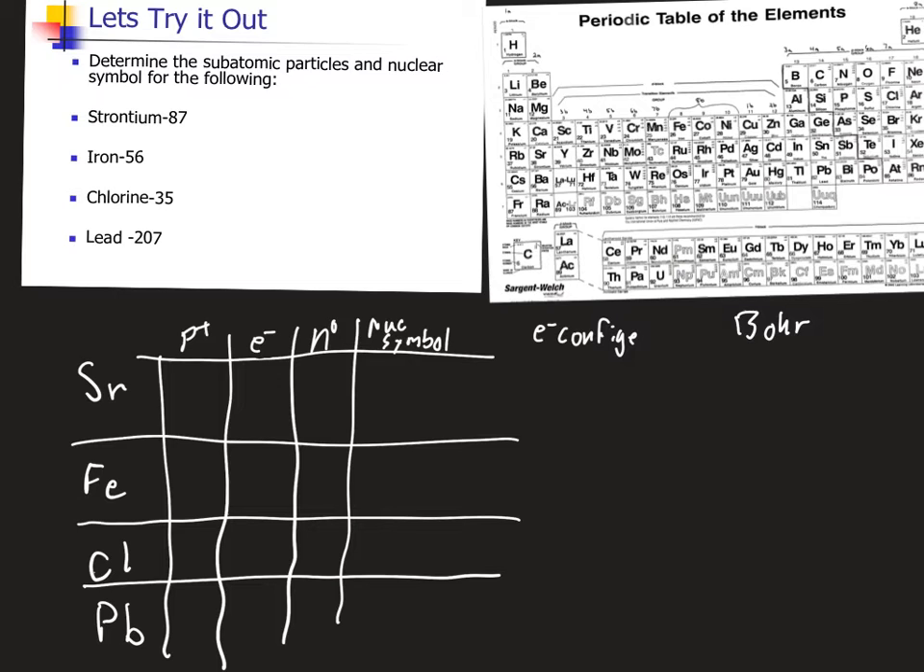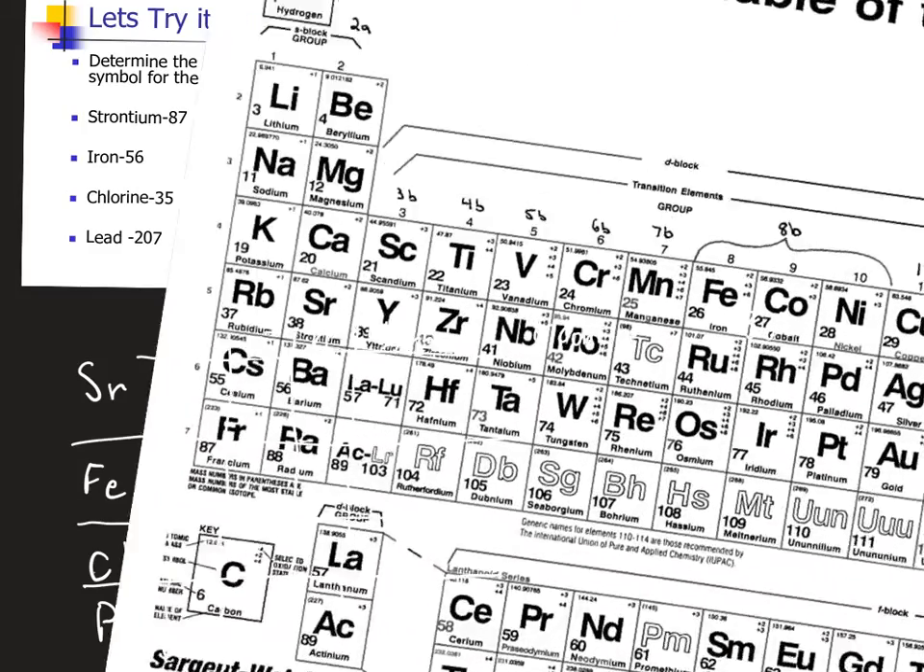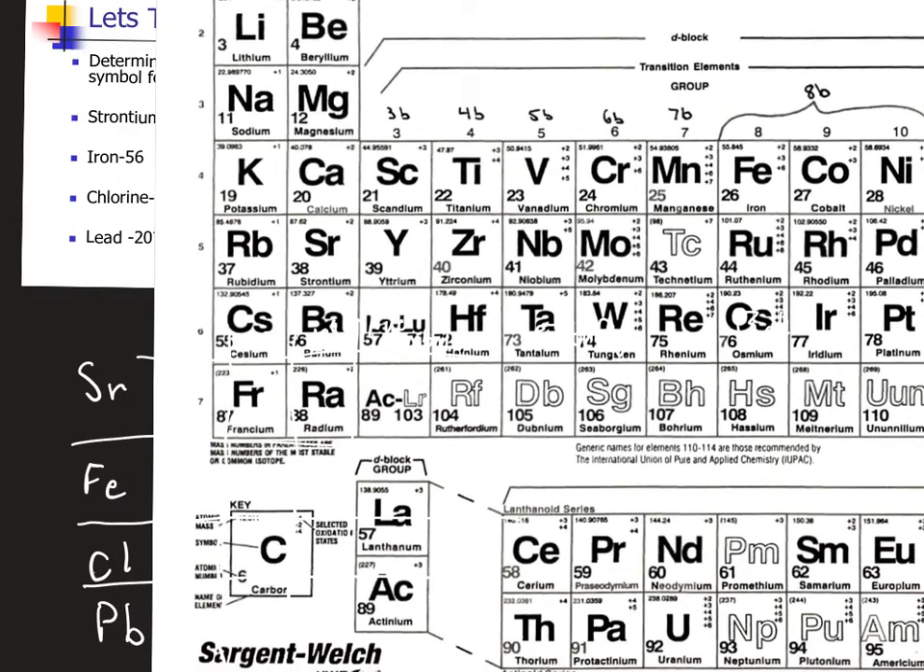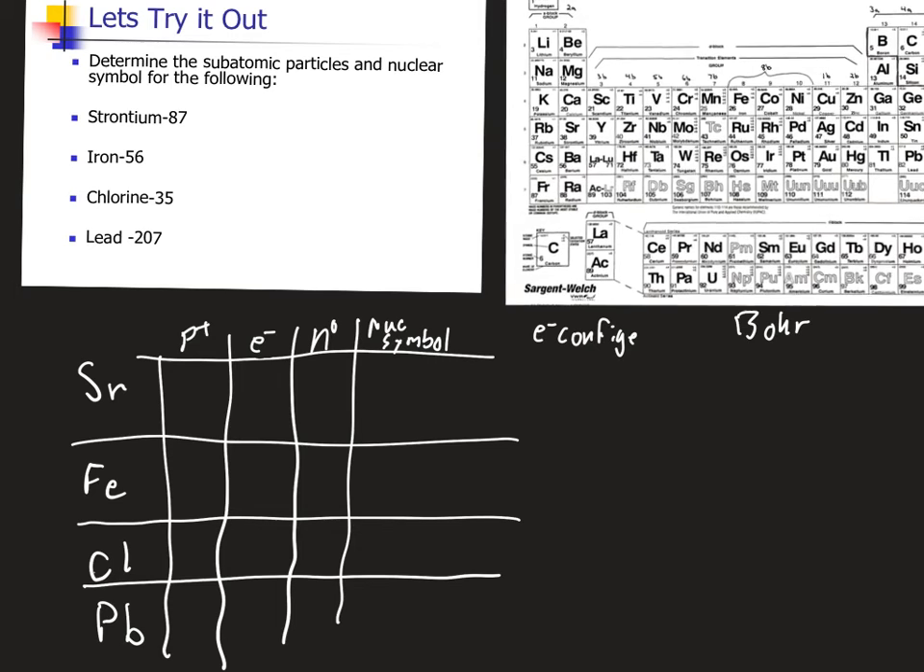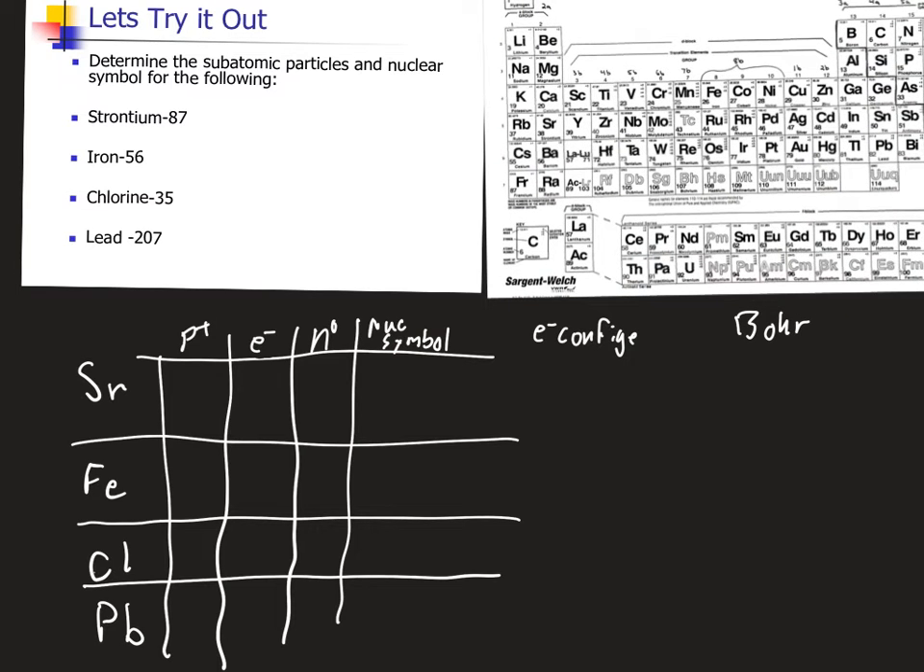First off, strontium-87. So I need to look at my periodic table, find strontium. In finding strontium, I can see that the atomic number is 38. Okay. So that means since the atomic number is 38, the number of protons is also 38. Since we're not dealing with an ion, the number of electrons is also going to be 38.